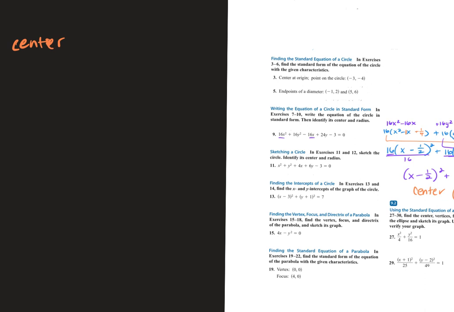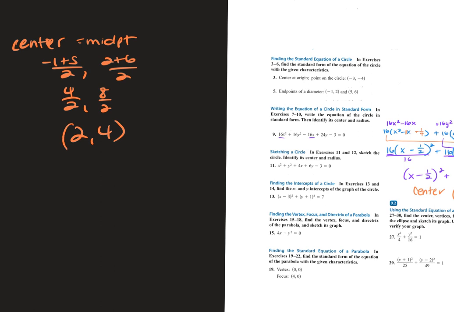Good. Center equals midpoint. So -1 plus 5 over 2, and then 2 plus 6 over 2, 4 over 2, 8 over 2, 2, 4 is your center. And then you can pick either point and plug it in like we did with number 3. So I would actually say pick the 5, 6 just because they're both positive. If you can avoid the negative, that's where stupid mistakes get made. But you can pick either one.